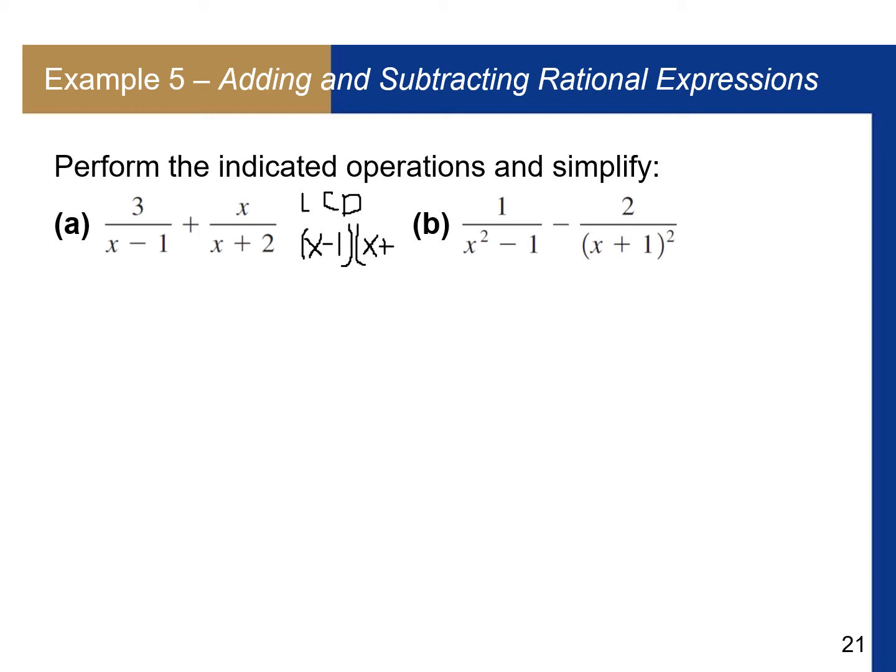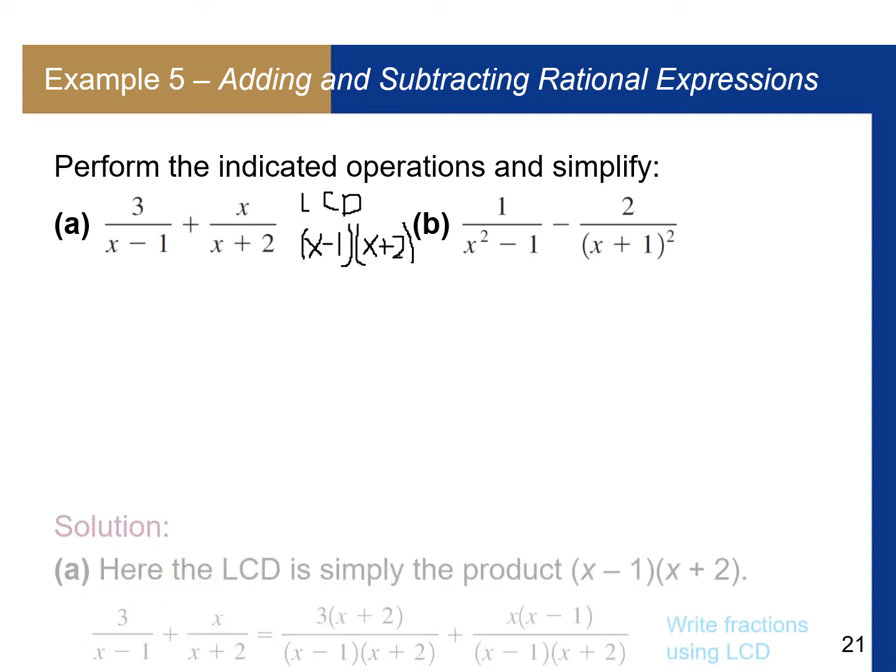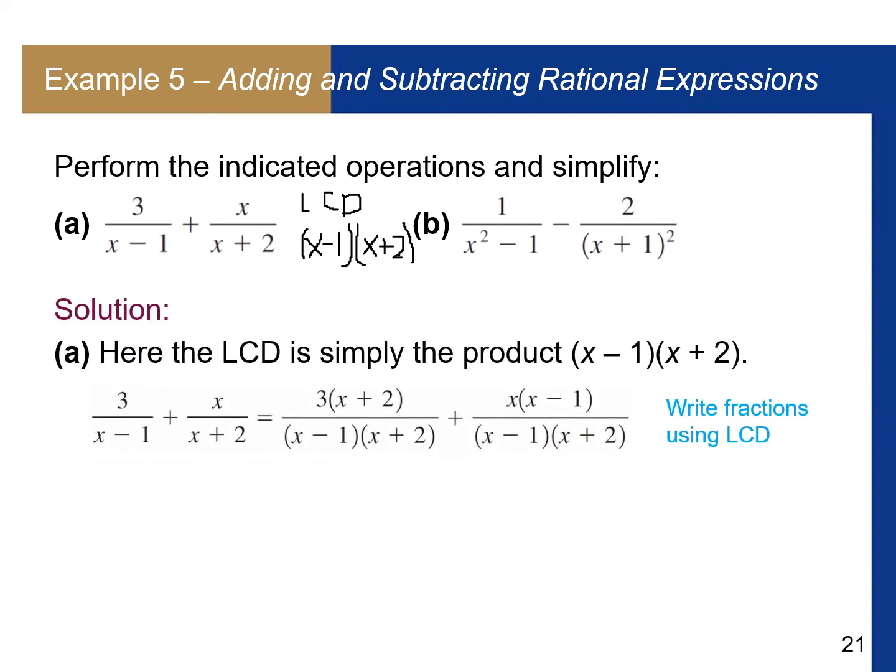So I look at my very first rational expression and I say which one is missing. Well, the x plus 2 is missing. So I'm going to multiply the top and bottom both by x plus 2. And let's see if they give that to us in this step. Yep, see here, I'm going to multiply the top and bottom both by x plus 2. I'm going to multiply the top and bottom of the second one by what's missing, which is x minus 1. So this is your first step right here.